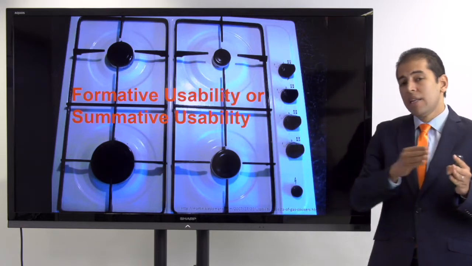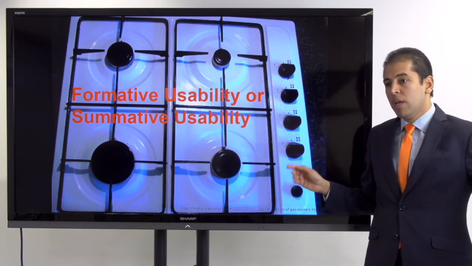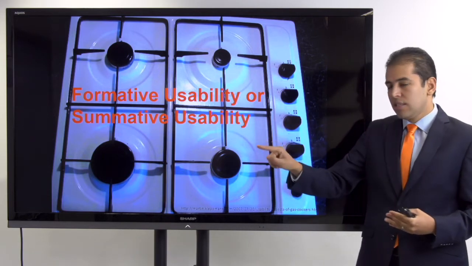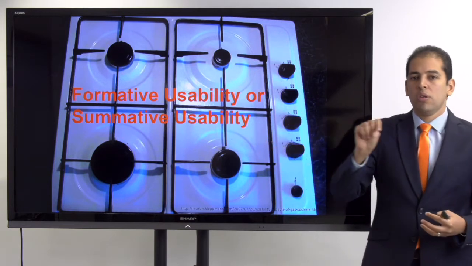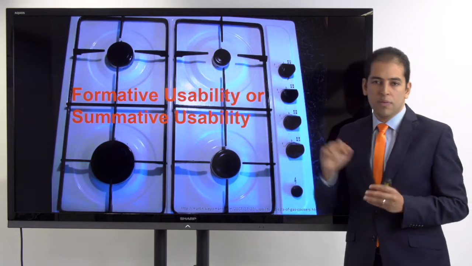companies, and I will expose it to a large number sample of people, and I will tell them to rank and test the different stoves. In this sense, I'm saying which one is the most usable friendly and which one is the least usable friendly. And based on that, I can make a summative usability.